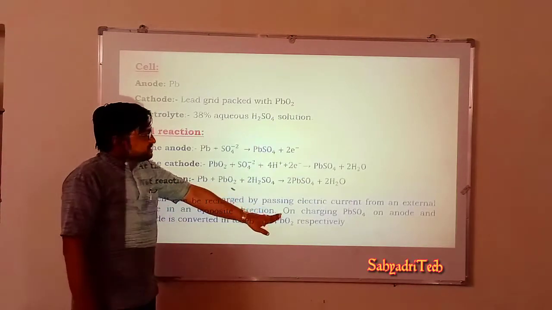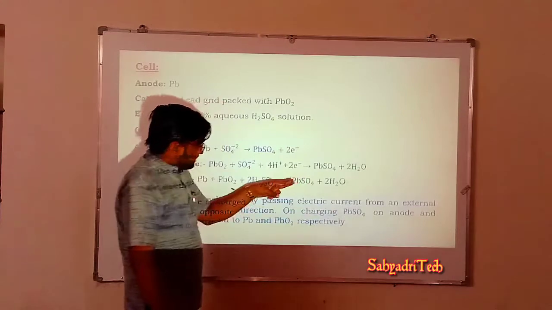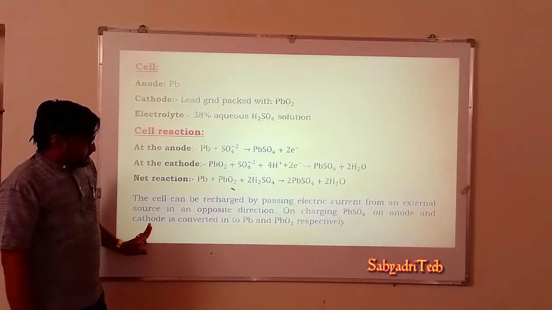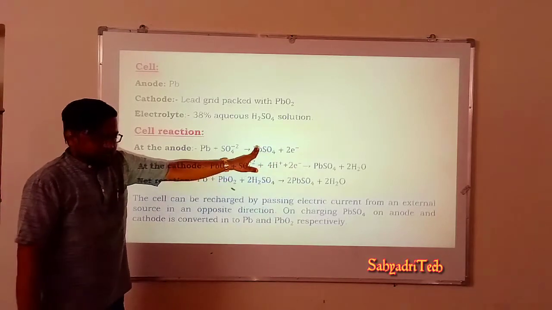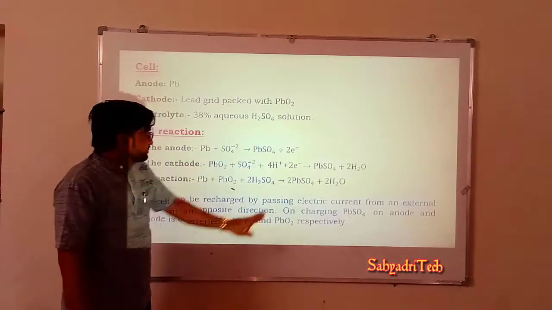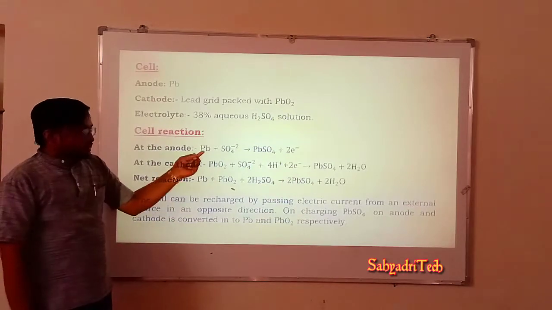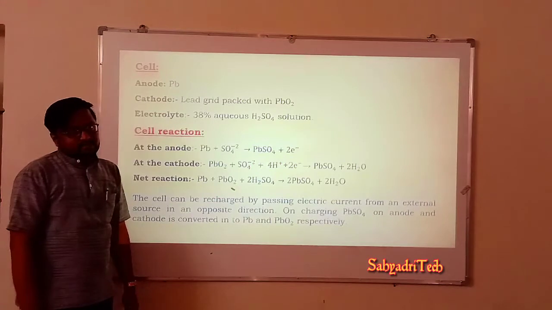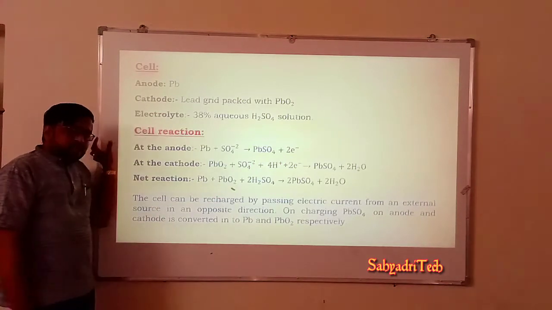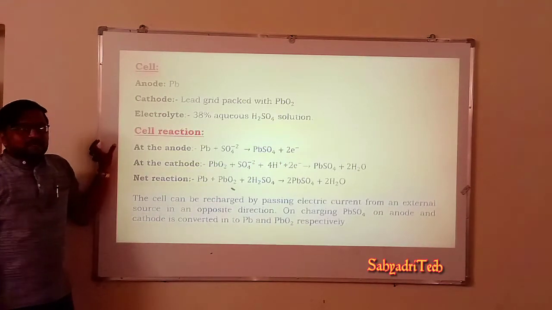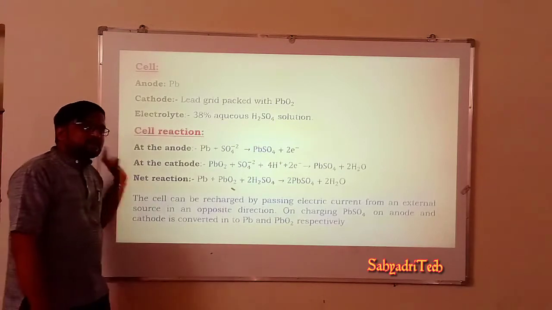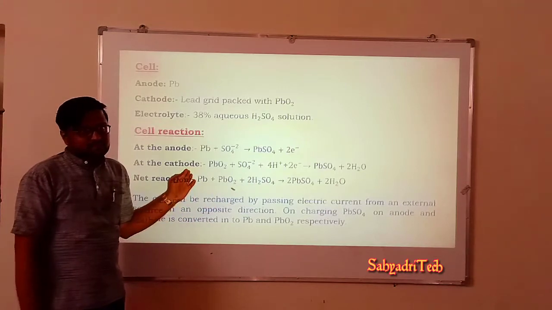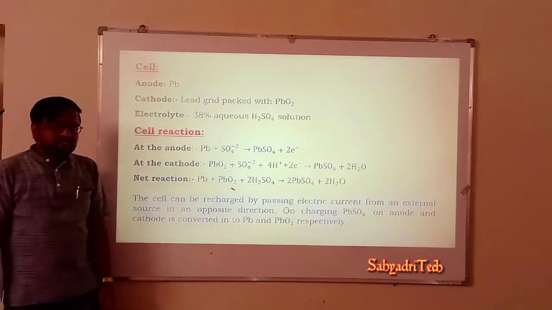So on charging, there is lead sulfate at both the anode and cathode. The lead sulfate on anode and cathode is converted back to lead and lead dioxide respectively. So the lead storage battery can be recharged and reused. In the sense, by applying external opposite potential, it is possible to reverse the cell reaction. So that is regarding the lead storage battery.